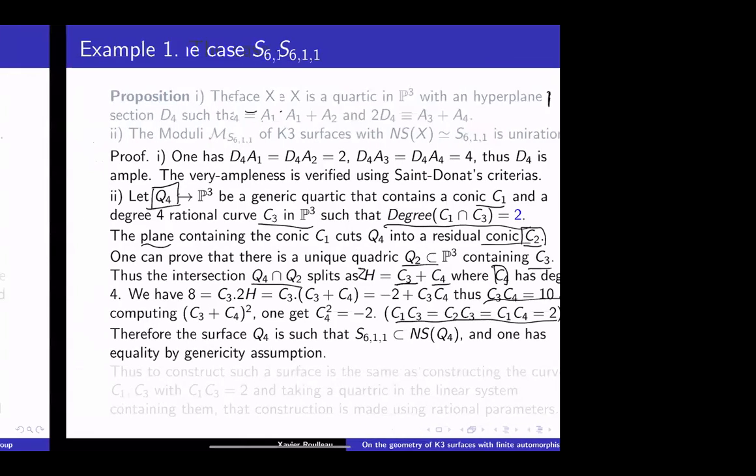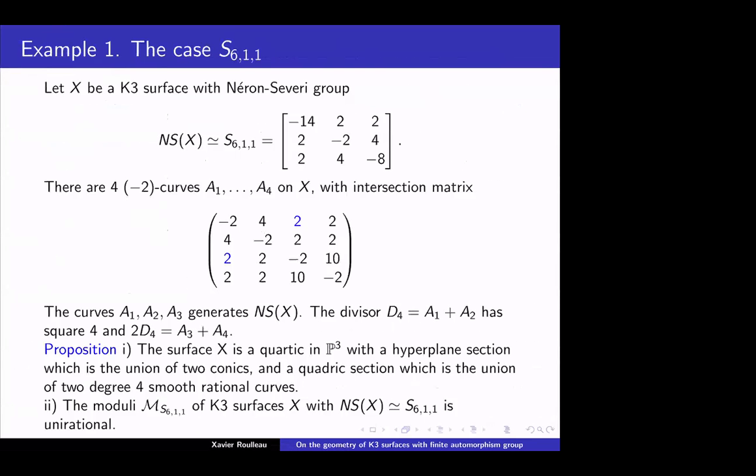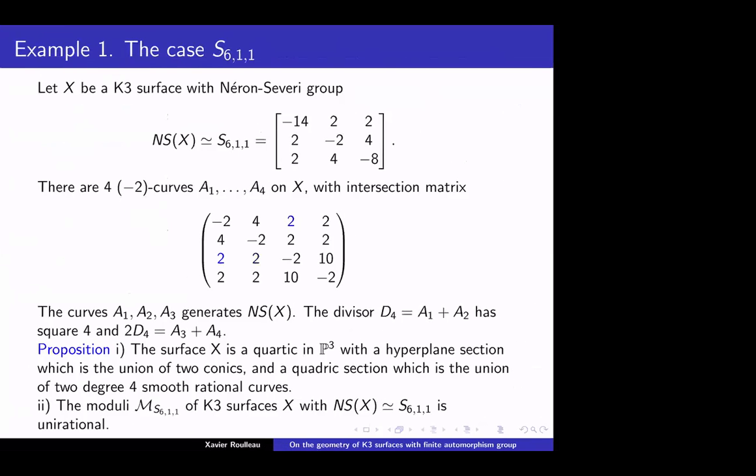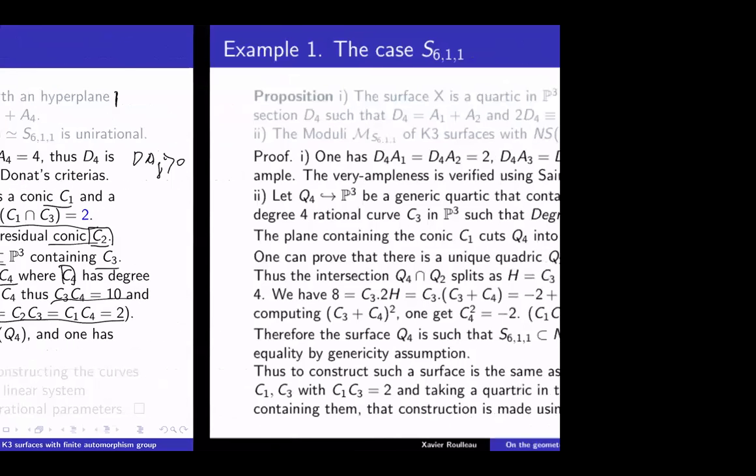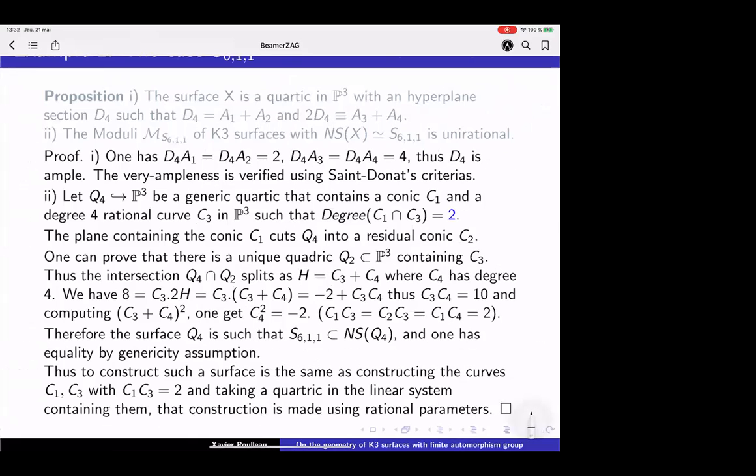here. So thus to construct the surface we wanted, it is the same as constructing the curves C1, C2 with that intersection number, and then you take a generic quartic in the linear system that contains them, and you have your surface. And so everything in that construction is parameterized by rational parameters. So the moduli space is unirational.